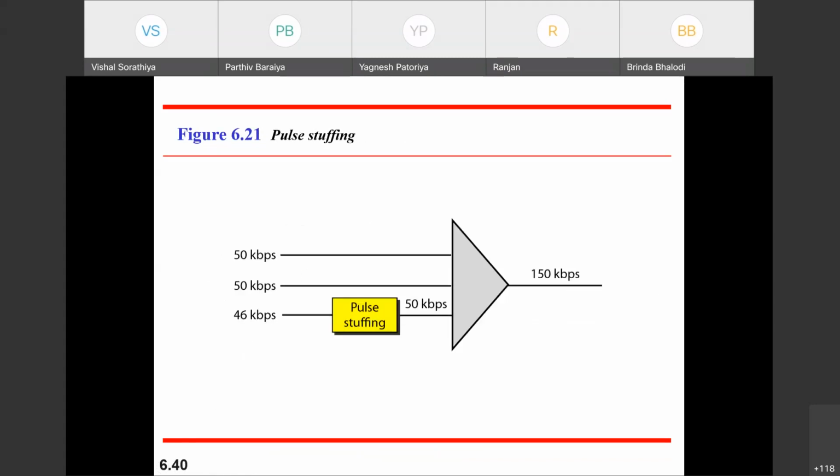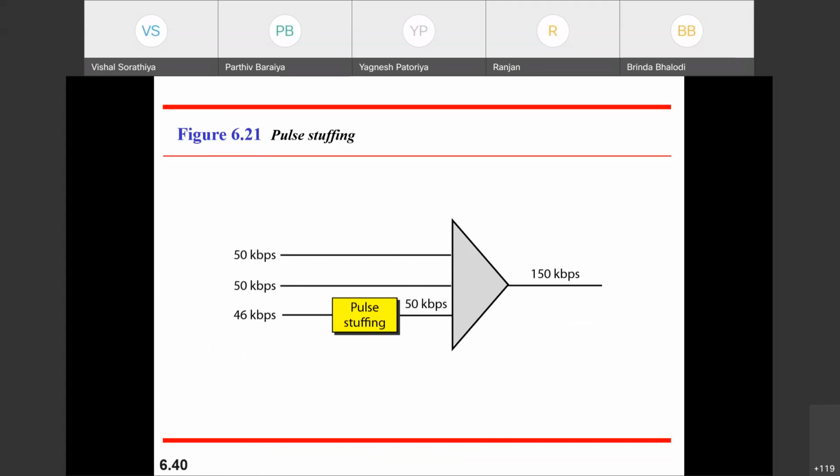Sometimes there is an odd rate, one that cannot be divided by 2, but some odd number is there. Let's say 46 kbps, but the rest of the channels are at 50 kbps. So what type of block do you need to put? You need to put the pulse stuffing.